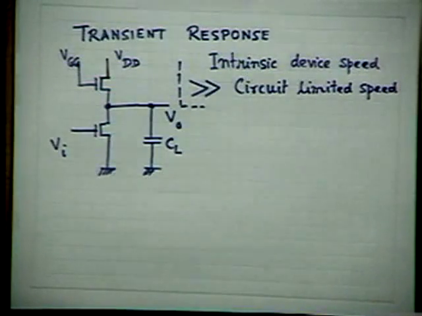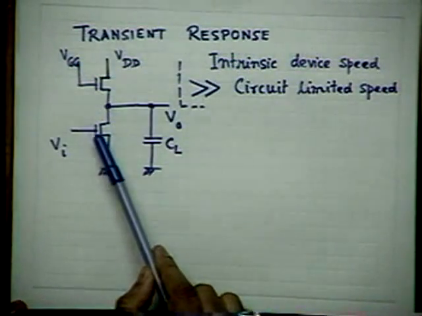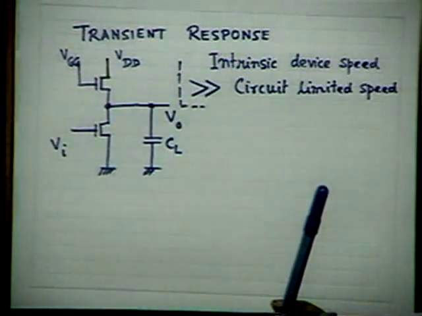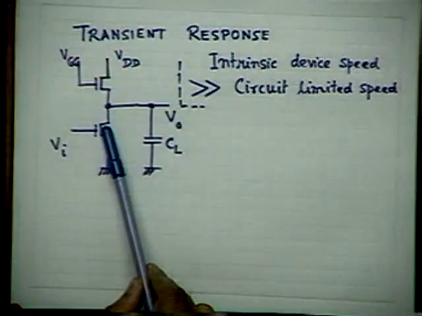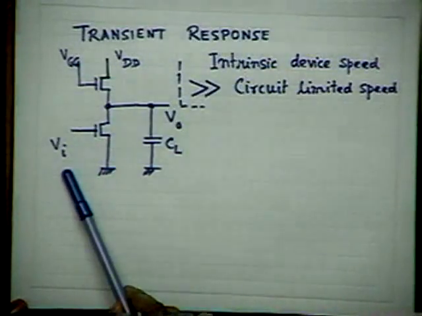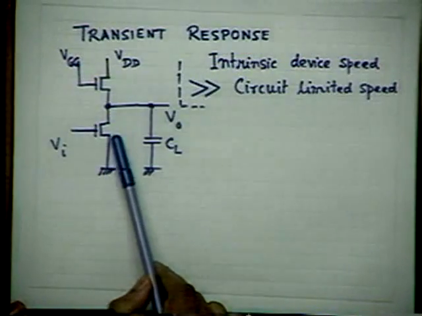What do you mean by this? I mean that if I want to turn this device on and off, the driver transistor, by applying a sharp signal, it will immediately respond. If I want this transistor to be off at this moment, it will be turned off precisely at this moment. If I make a transition at Vi from high to low, this should be turned off immediately without any delay. Similarly, if Vi makes a transition from low to high, it will turn on immediately.